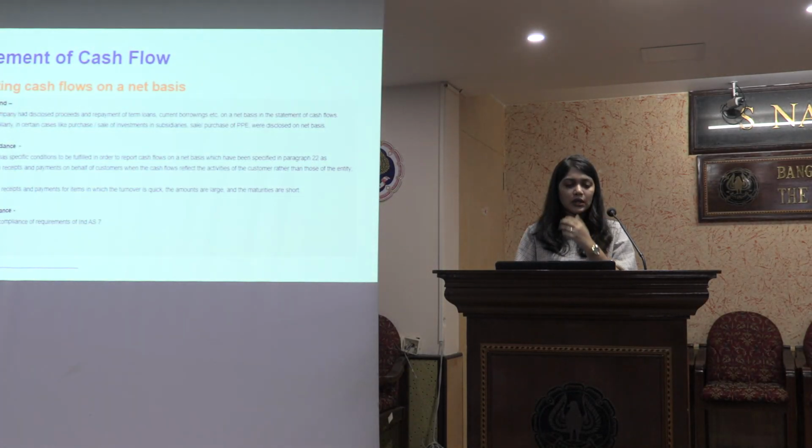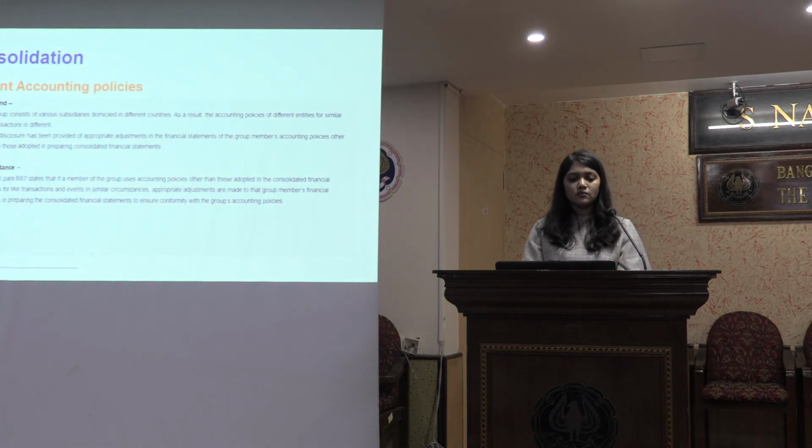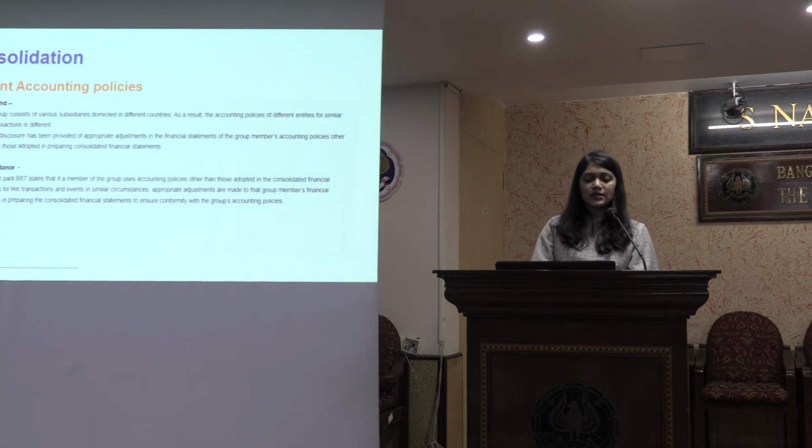First of all, it was on the accounting policies. As per the standard, if the group consists of various subsidiaries in different countries, then we need to look at their accounting policies to ensure that the accounting policies for similar transactions are similar in nature. In a group where entities are domiciled in different countries and following different jurisdictions, it becomes very important at the time of consolidation to see whether the accounting policies are aligned or not.